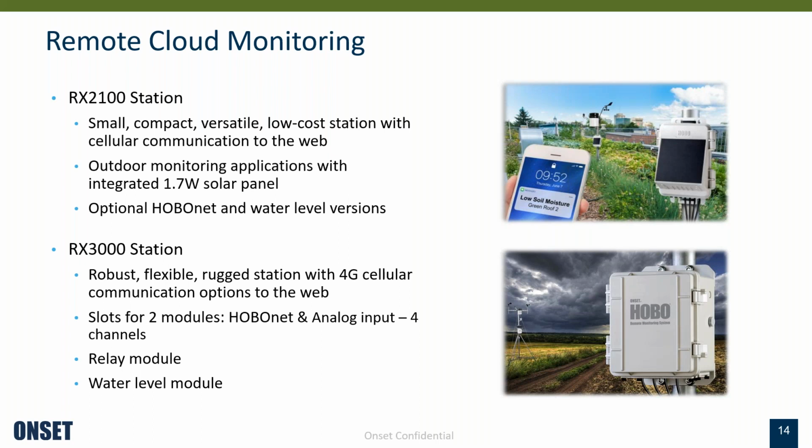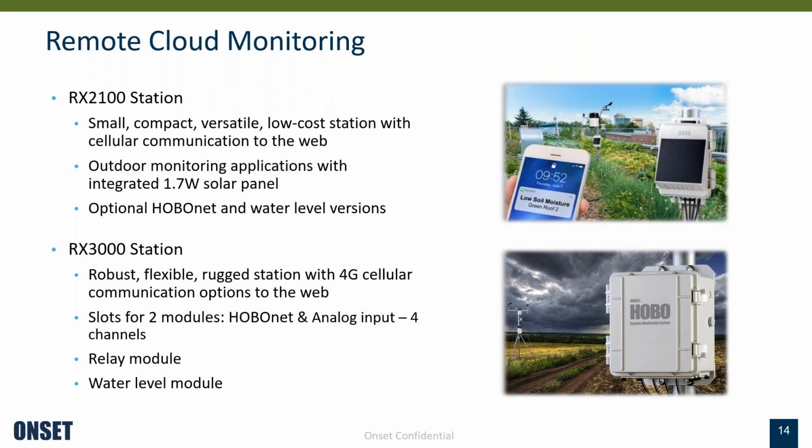HOBOnet and water level versions. HOBOnet is referring to wireless sensors. So for example, if you wanted to do a fairly inexpensive, I just want rainfall, temp, RH, wind speed, and direction, that's all I want. That station is a little bit less expensive than the station that can also do wireless sensors and water level. I'm talking about a couple $100 for that.